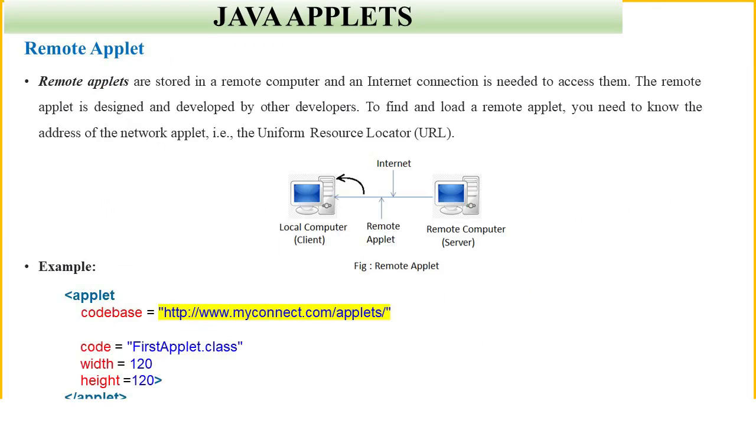Remote applet. Remote applets are stored in a remote computer. An internet connection is needed to access them. The remote applet is designed and developed by other developers. To find and load a remote applet, you need to know the address of the network applet, the uniform resource locator. You have an example to look over.